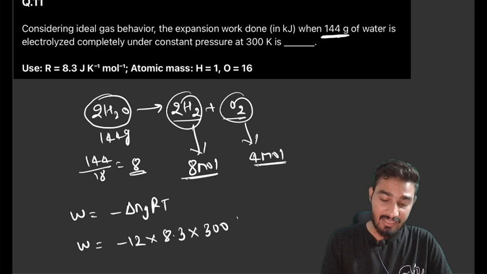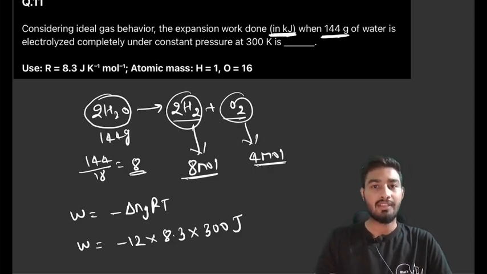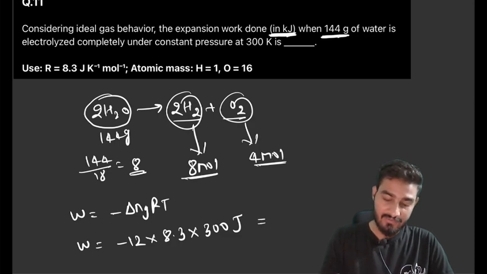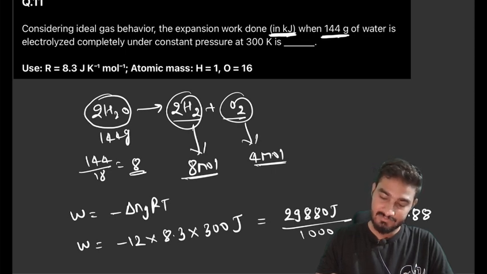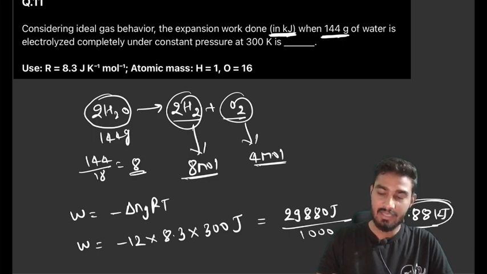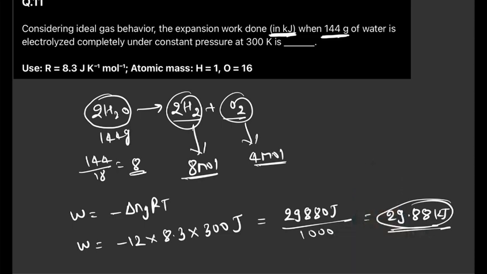But remember, this will come out in joule, while in the question it is asked in kilojoule. Remember this also. Yes or no? When we solve this, it will come out as 29,880 joule. To convert to kilojoule, divide by 1000. So it will be 29.88 kilojoule. This should be our answer. A very simple question. 29.88 kilojoule is the answer that will come out.